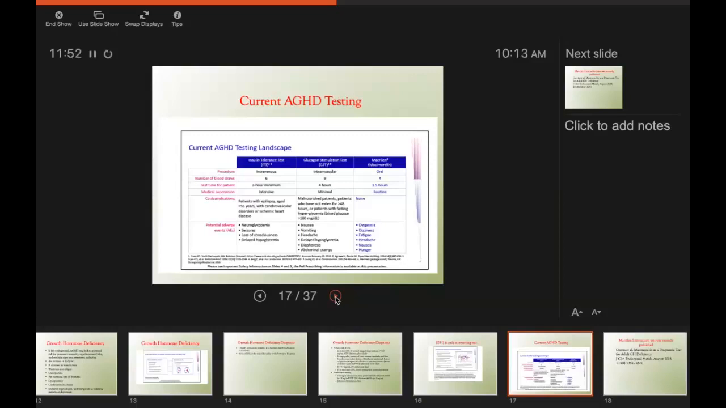The new test called Macrilen. It's oral. Doesn't require a shot. You drink it. 4 blood draws. A lot better. An hour and a half. Better. It doesn't really need any supervision. Just drink the stuff. No contraindications.